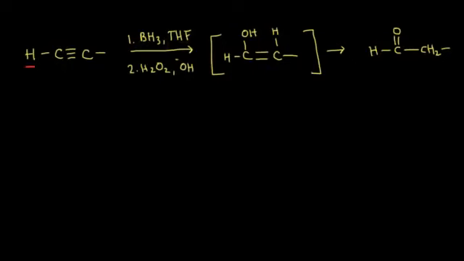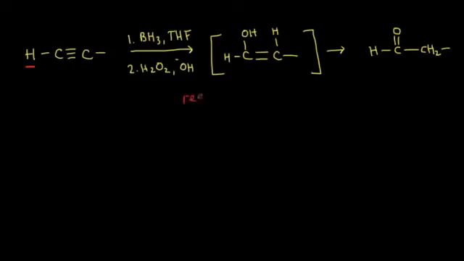as our solvent, and in the second step, we're going to add hydrogen peroxide and hydroxide anion, OH minus, and we're going to get addition of water across our double bond. So it's very similar to the last reaction. The difference here is the regiochemistry, right?